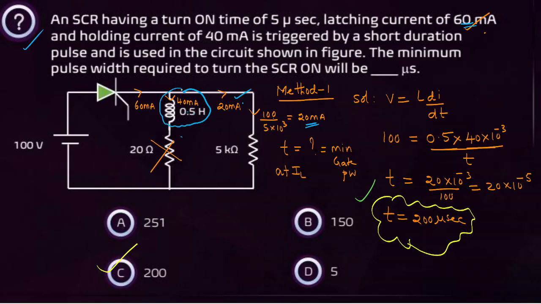Current is divided. This current only you take, because it is the inductor current. Then V equal to L into di by dt. From this you find the time. That time we are getting as 200 micro seconds. That is the only concept for these models of questions.